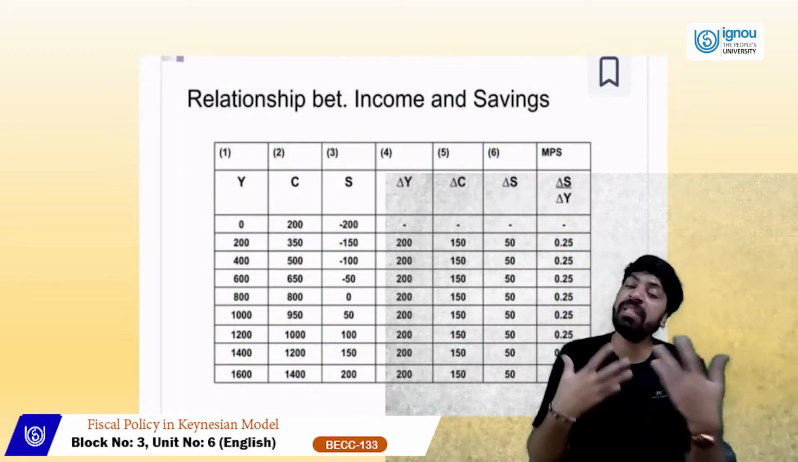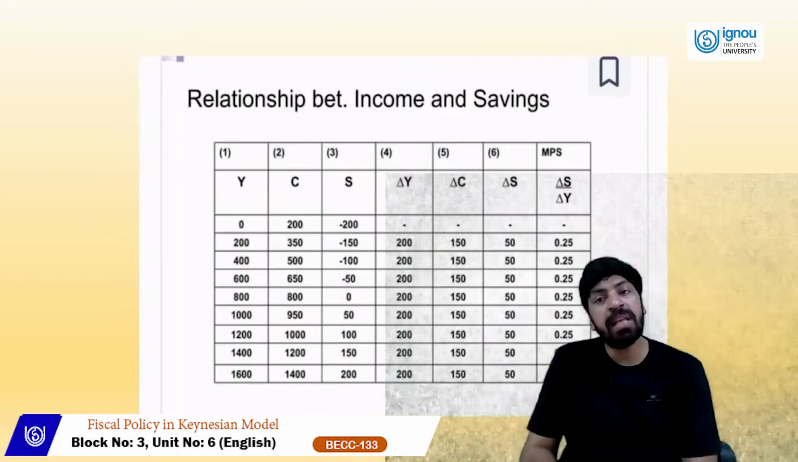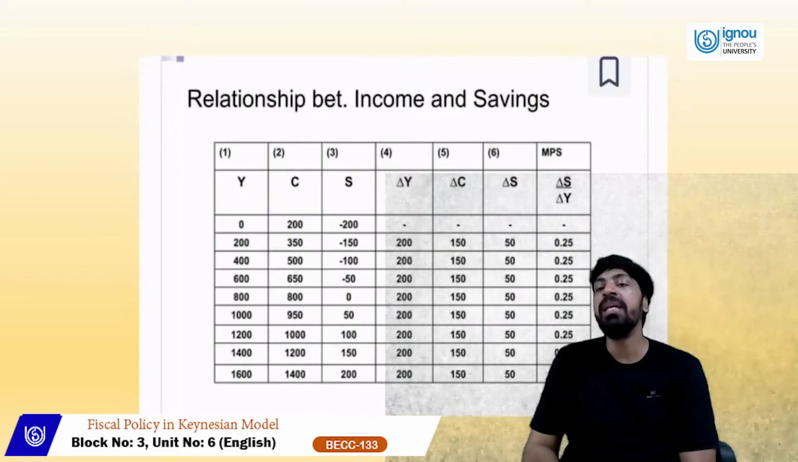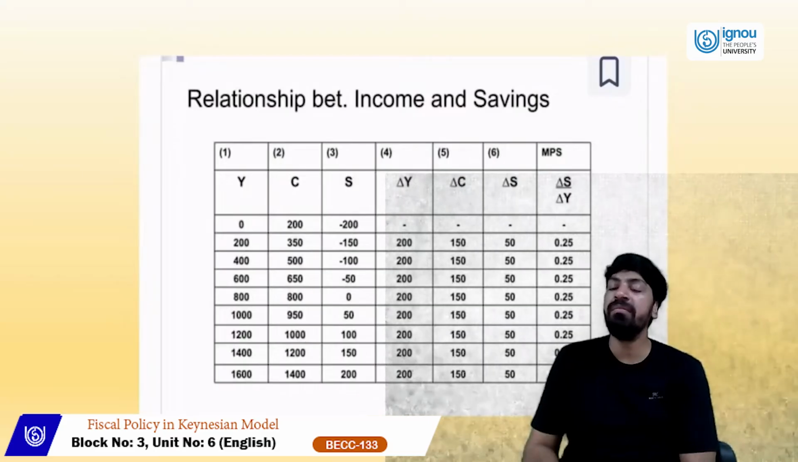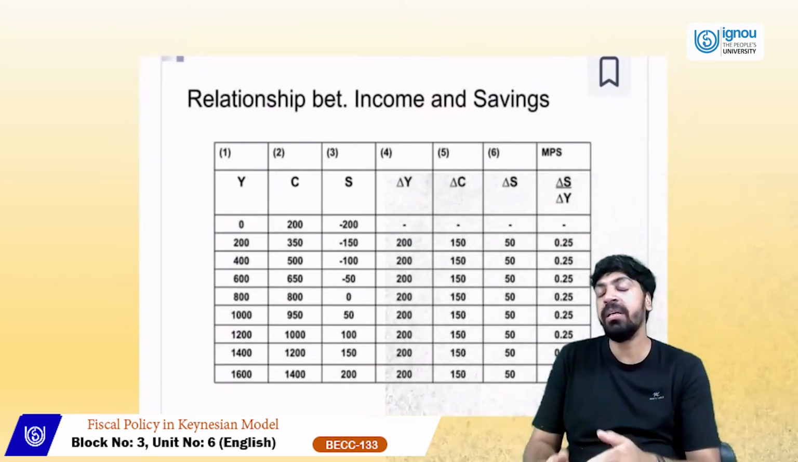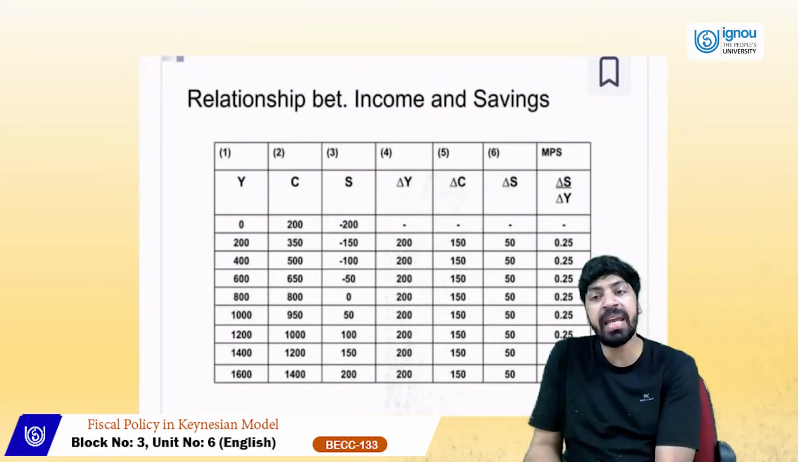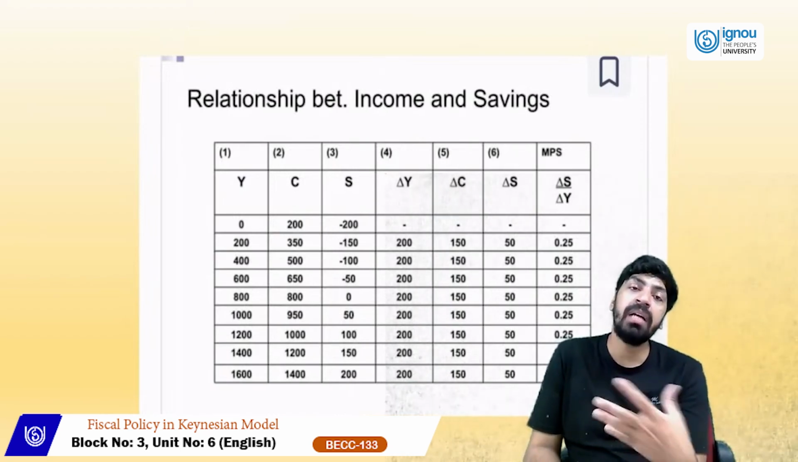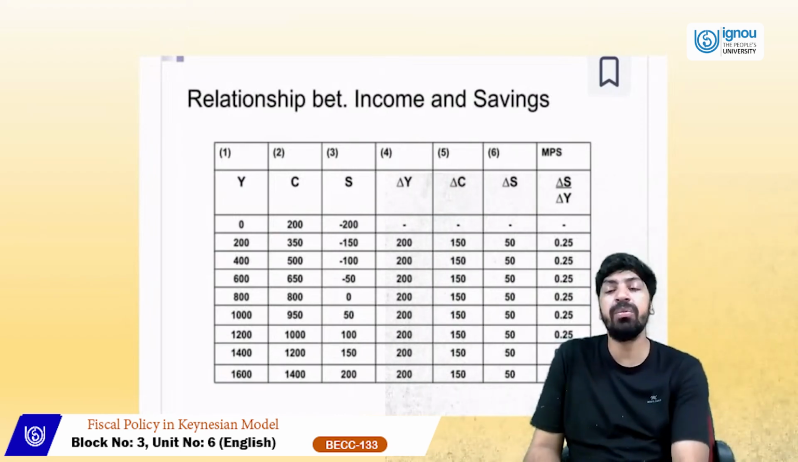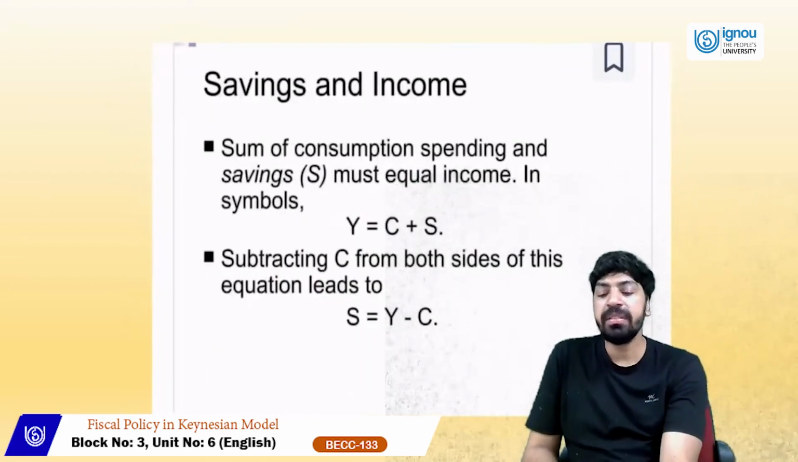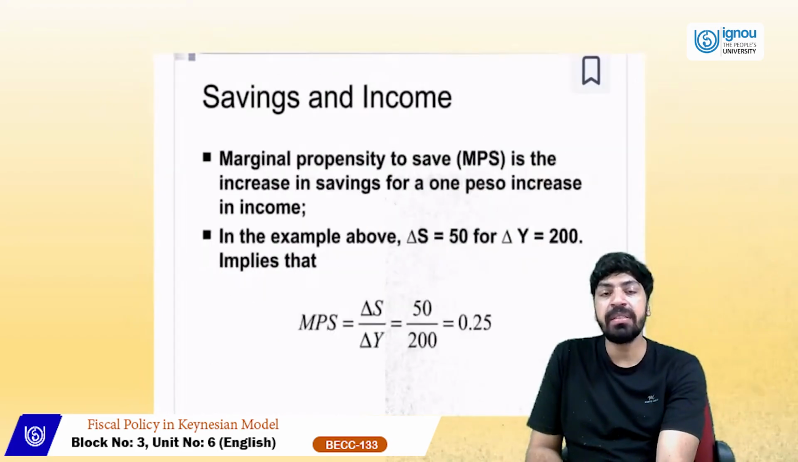And using the same table, you can also calculate MPC, that is delta C by delta Y. That means 0.75, or in all the values in the next column if you calculate MPC. So it's very easy to estimate if you have the income and consumption values in the question. So this is the next concept which has been described.